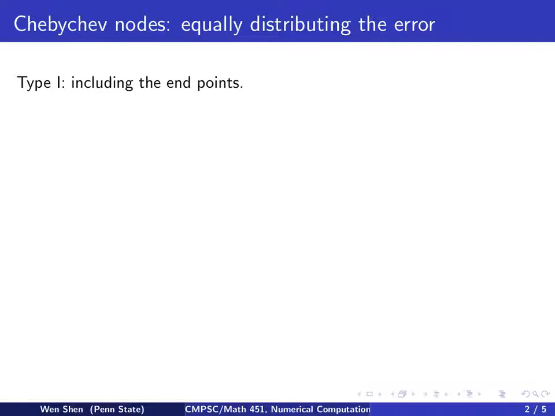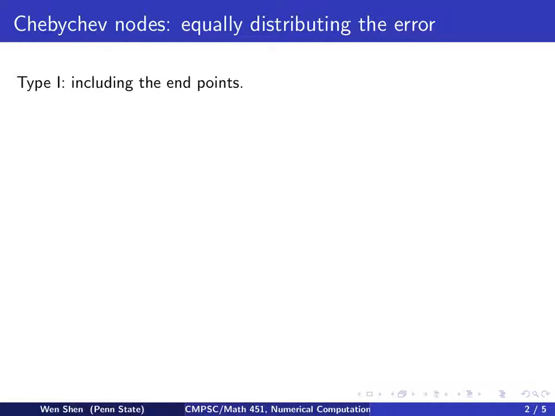These nodes were designed to optimize the choice of nodes in a way that the error will be distributed equally throughout the interpolating interval. There are two different types of Chebyshev nodes. Let's look at the first one, type 1.